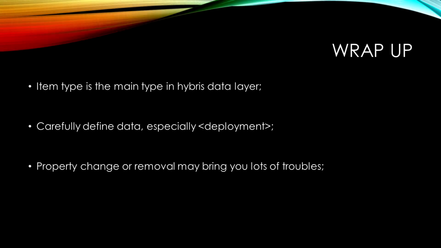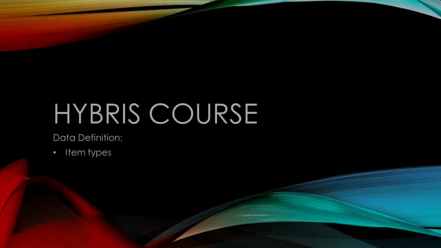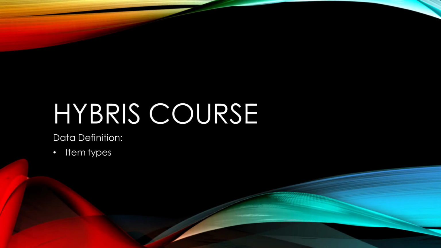Let's wrap it up. Item type is the main type. You should be very careful when defining data, especially deployment. Once changes are delivered to the database, rolling them back may be troubling. That's it for the item type.